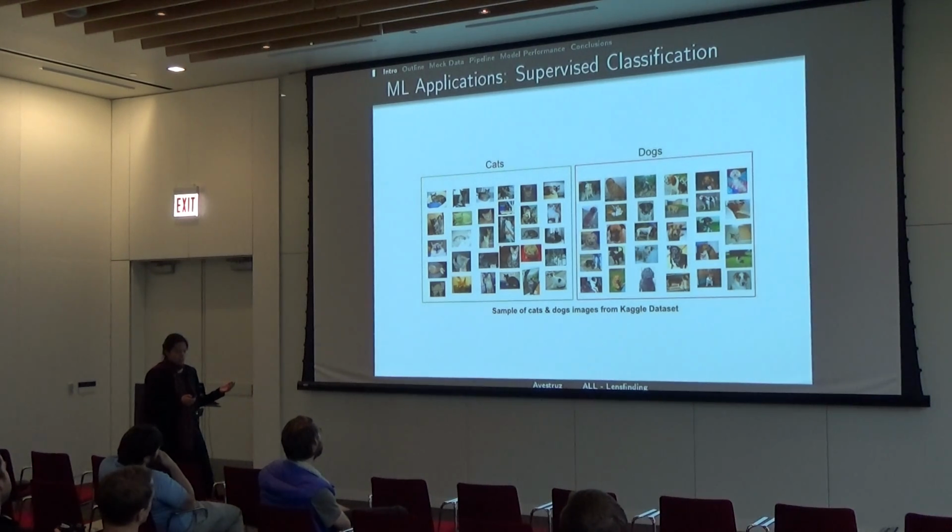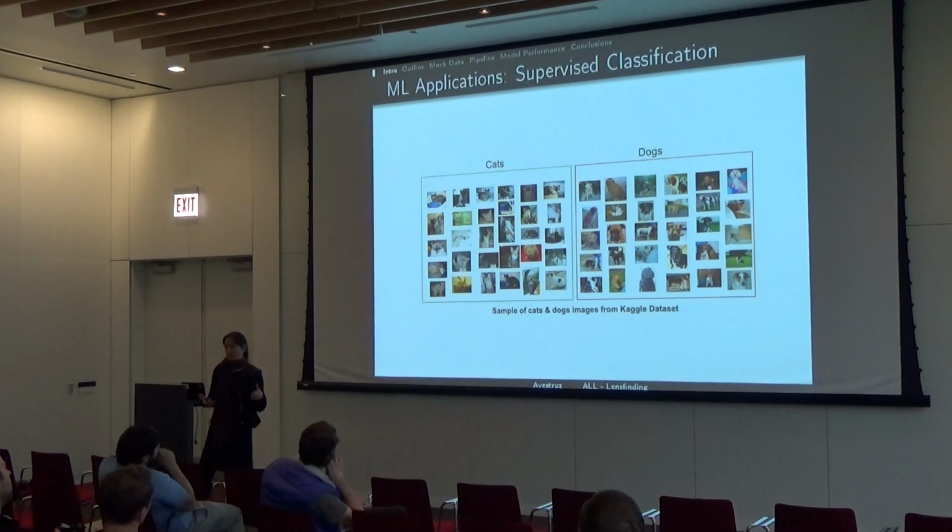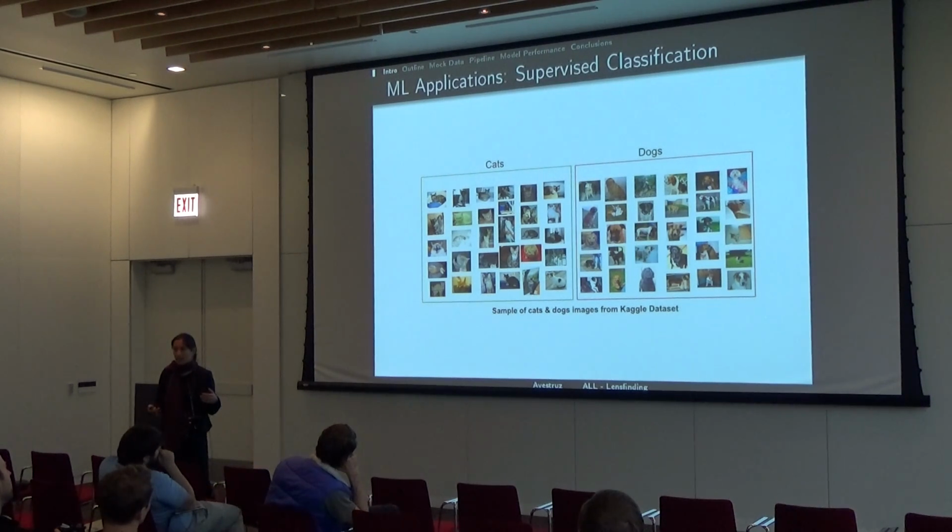So going through some example machine learning applications, probably the simplest form is what's known as supervised classification. Here's an example pulled from Google, where we have a sample of cats and dogs from an online data set. Google is able to automatically see an image of a dog or cat and classify it as either a dog or a cat.